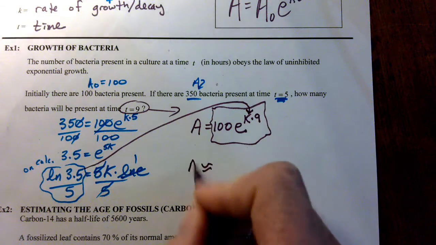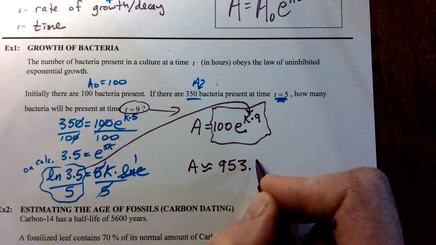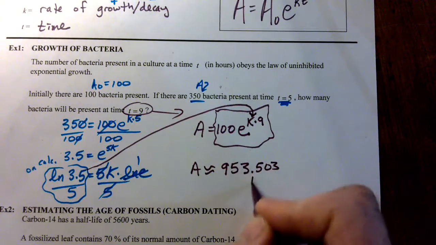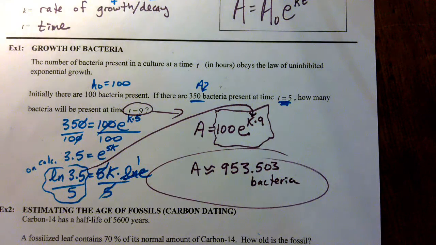So if you do this, you do get an answer. Plug it into your calculator. Make sure you know how to do that. You get 953.503 bacteria at the end of this. All right, moving along here.